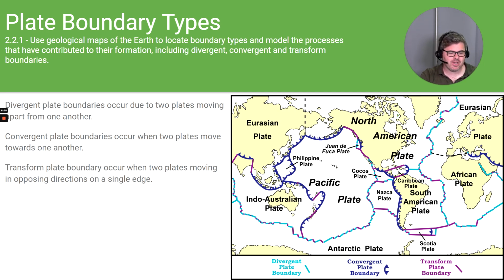So having a picture like this is really helpful, particularly when you're trying to identify divergent, convergent, and transform boundaries, because if you can do that, you can predict the type of behavior involved.